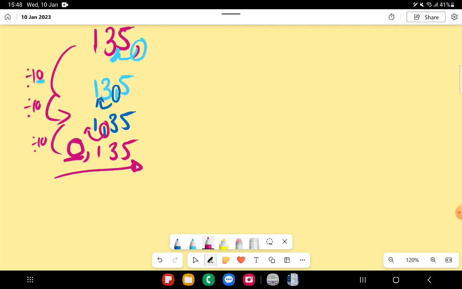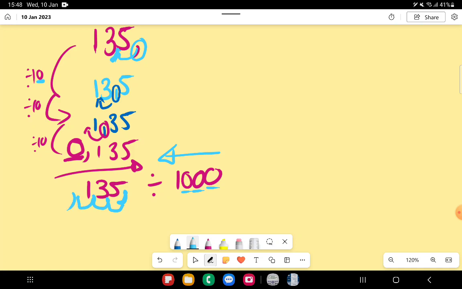Let's do it in one hop. If I say 135 divided by 1000 without a calculator, I'm taking this decimal comma here and I'm moving it 1, 2, 3 places to the left. Let's go. 1, 2, 3 places. My comma must now be there, which means I need a number there. So this becomes 0,135. And that's my answer in terms of kilograms.